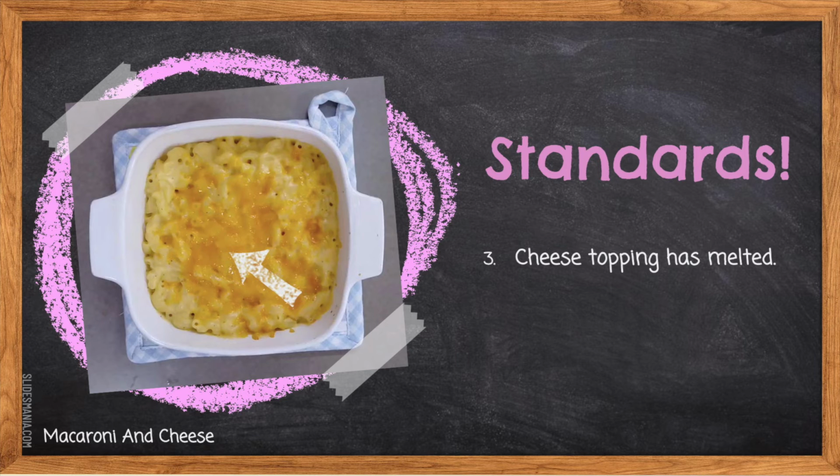3. Cheese topping has melted. This is achieved by making sure you put it back into the oven to make sure the cheese melted, that you didn't overcook it, causing the protein to really toughen and be super chewy on the top. We want to make sure the cheese has a very lovely, gooey kind of texture to it. Keep an eye on it in the oven. This could take anywhere from 1 to 5 minutes depending on how thick the layer of cheese on top is.